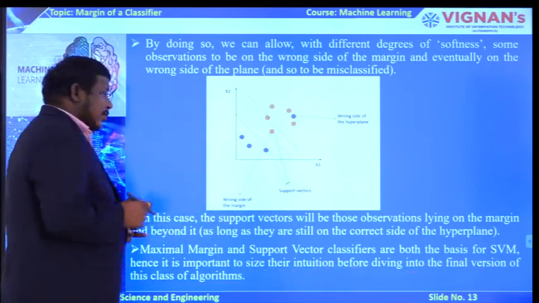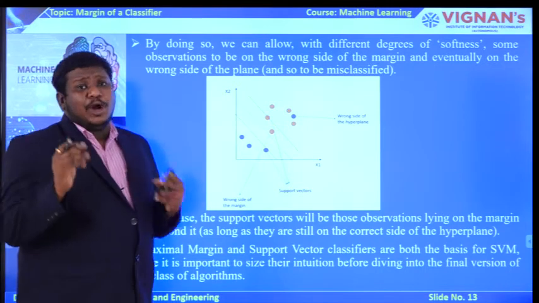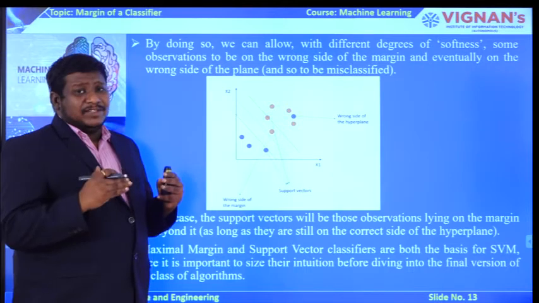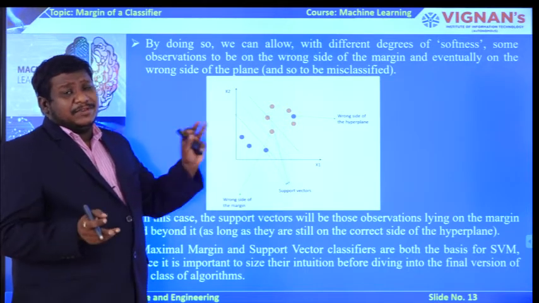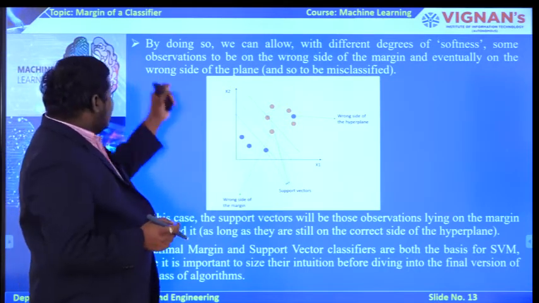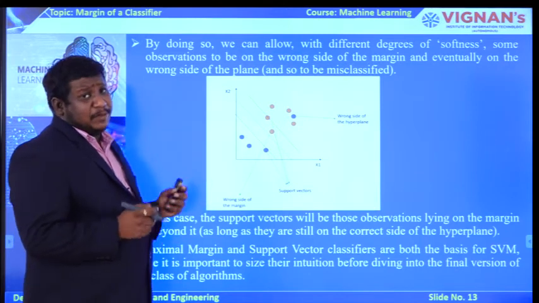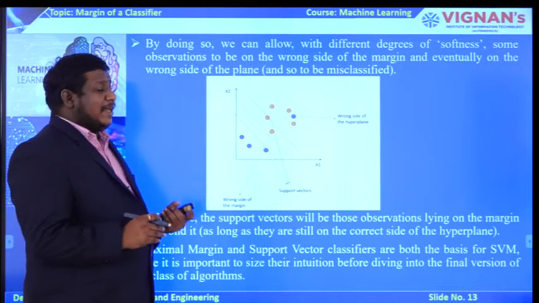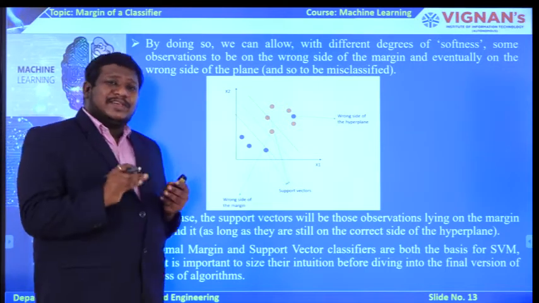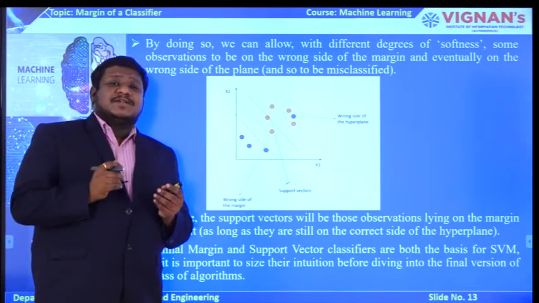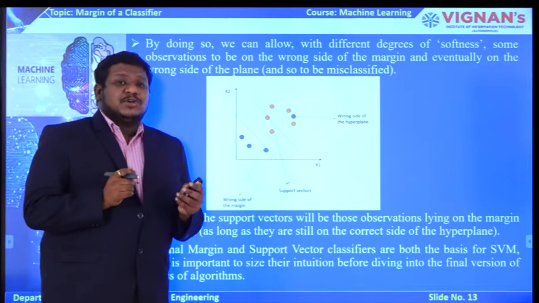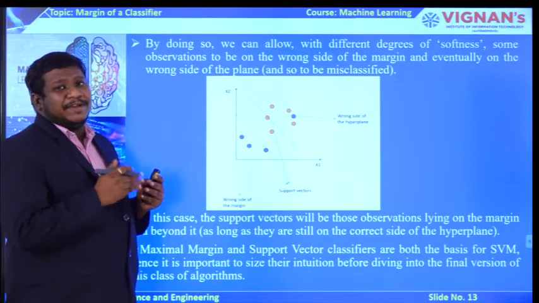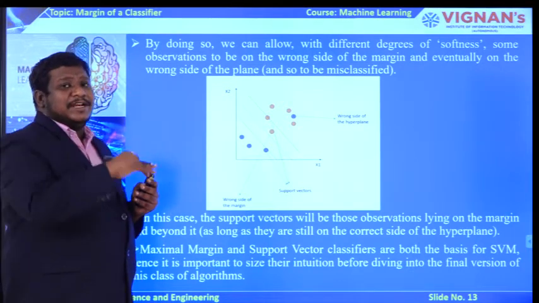So from this we have seen that if you have a new object or a new data point, and you need to identify which class this data point belongs to, you use the maximal margin classifier or the support vector classifier. Basically these two techniques are going to play a key role in the support vector machine algorithm. So by using this hyperplane mechanism, you are going to classify the new object into the side it belongs to.